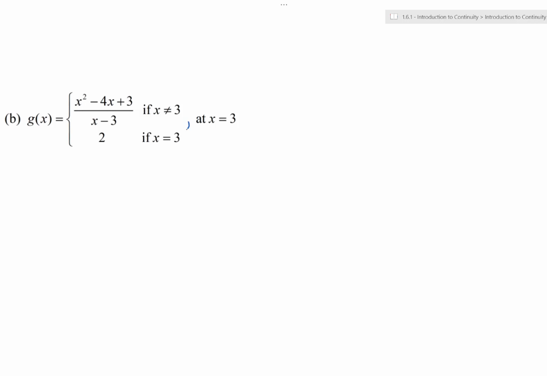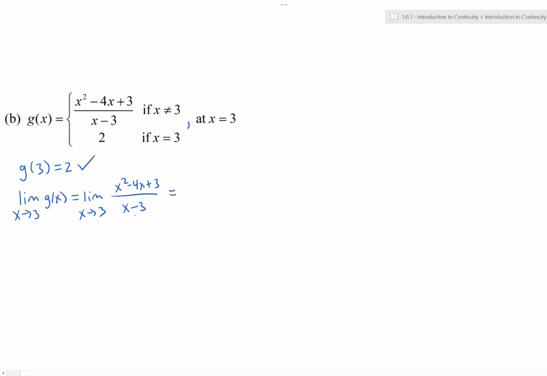Well, let's go through our checklist again. First things first: g of 3, is it defined? Sure is. This function is defined to be 2 when x is 3. So it's 2. Boom, first check. How about the limit as x goes to 3 of g of x? Does it exist? Well, it's the same as the limit as x goes to 3 of x squared minus 4x plus 3 over x minus 3, because as long as we're arbitrarily close to 3, that's what the limit definition means.